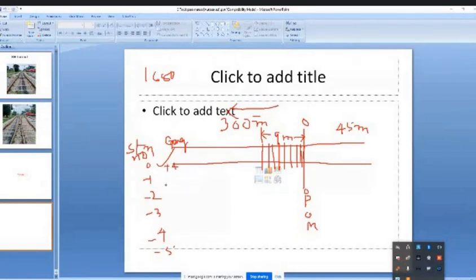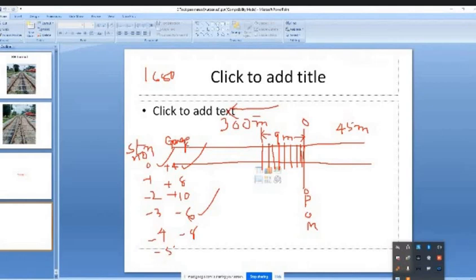Plus 8, plus 10. Whatever you are getting, that one. Say minus 6, minus 8. So these are all gauge. Whenever you show plus, that is called slack. Minus you call tight. Like this you have to write the gauge.